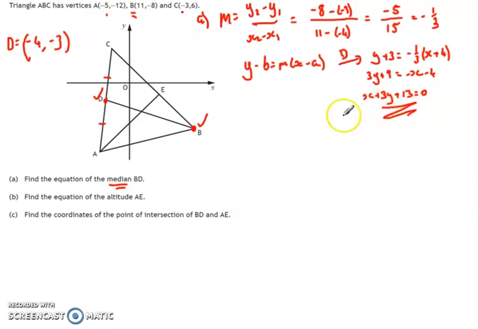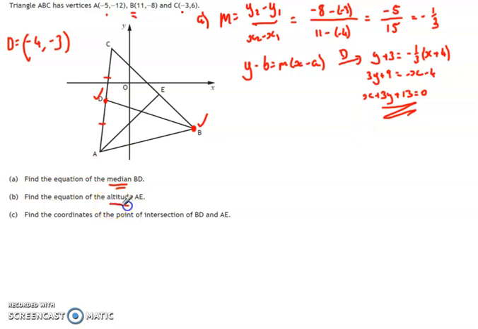We could have it in any of the other formats we want. So we could have 3y equals -x minus 13. We could have y equals -1/3 x minus 13 over 3. There's various ways we could have it. This here just seems to be the best way for me anyway, because I don't like having fractions in it.